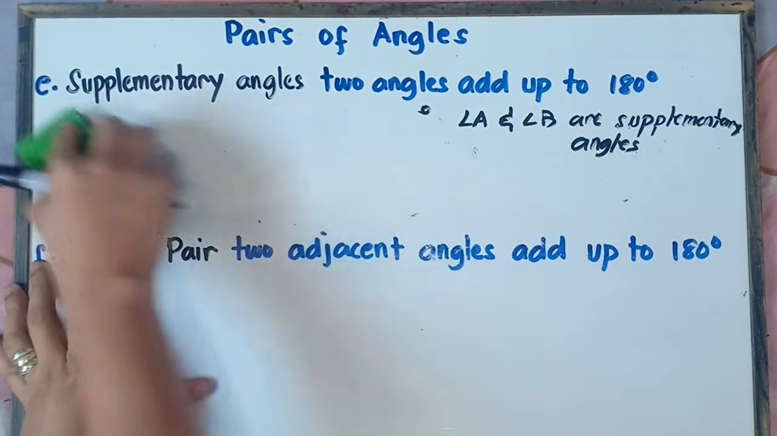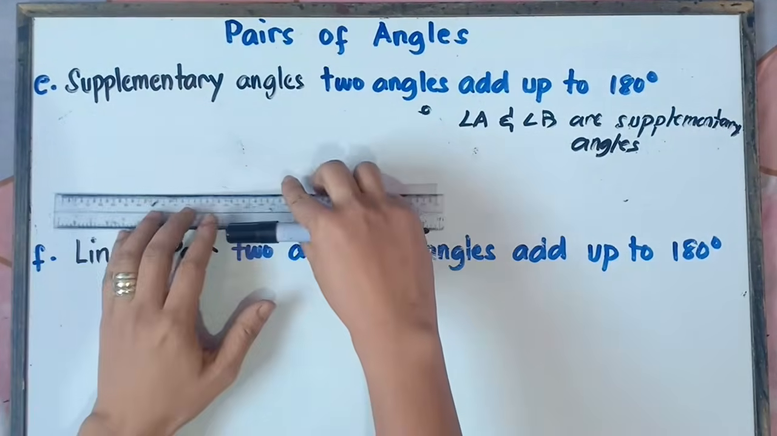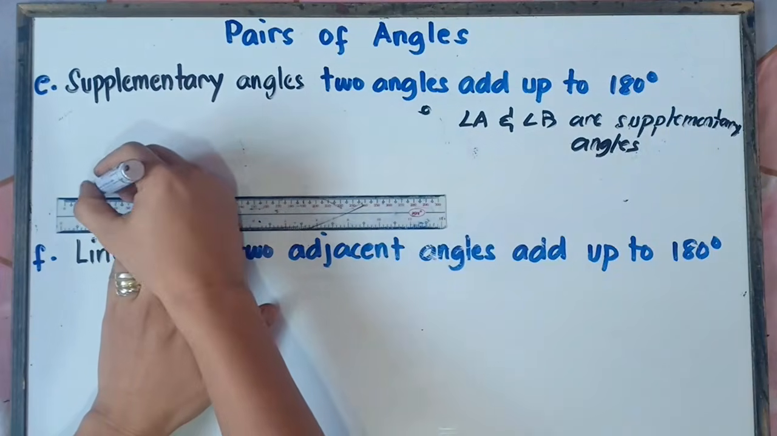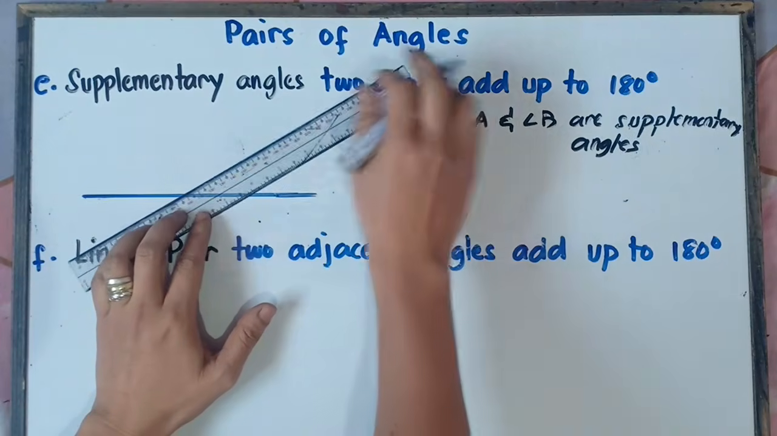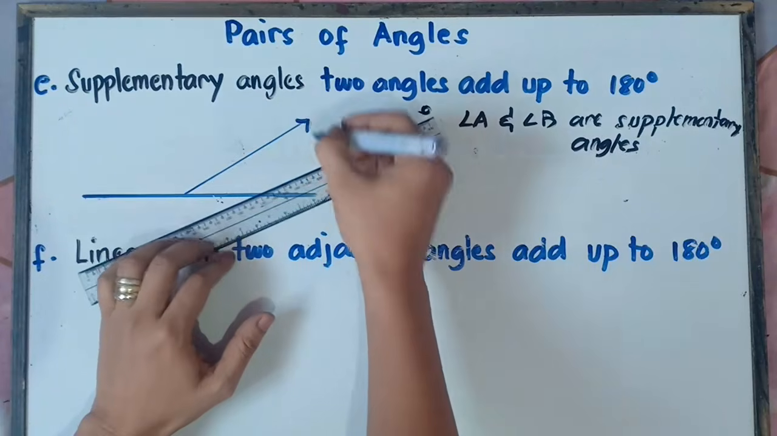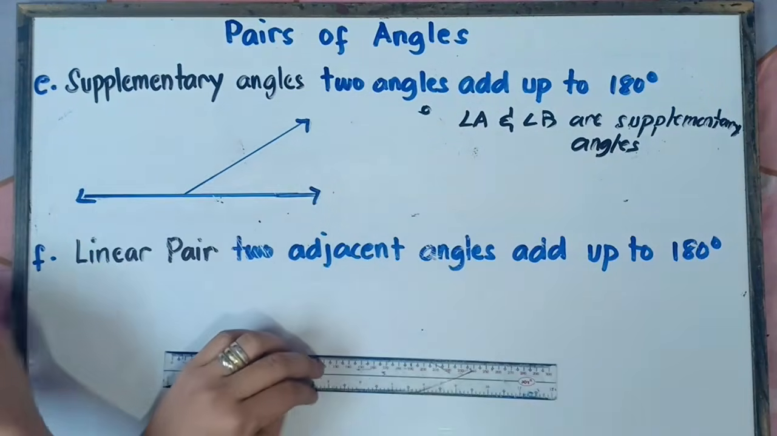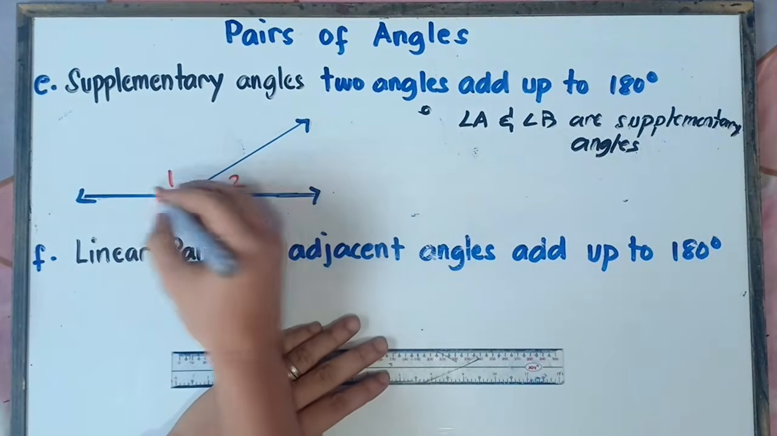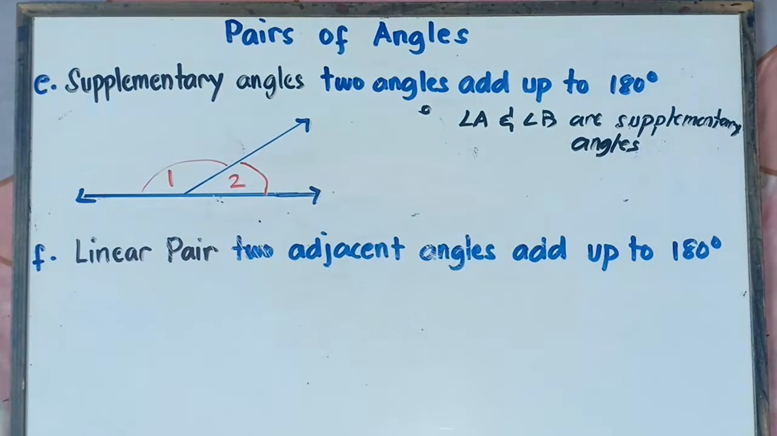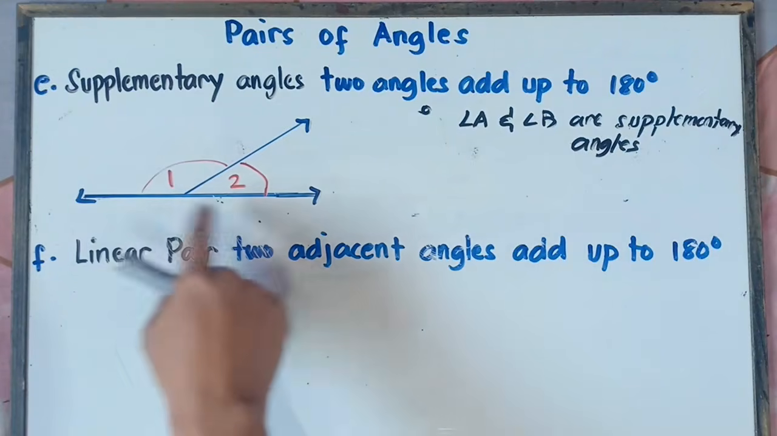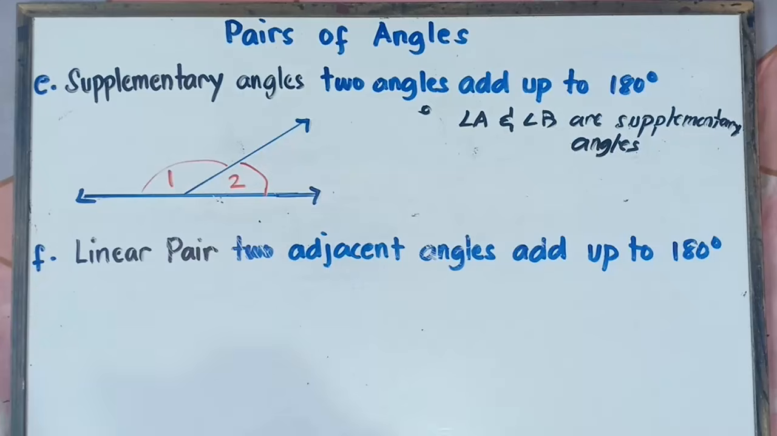What if you don't have the value of the degree, class? Just an example, class. The teacher will have this illustration, and you don't have the measure of the degree. Okay, let's have another example, and this will be angle 1, and this will be angle 2. Now, question, class, are the two angles supplementary angles? Can we say that angle 1 and angle 2 are supplementary angles? Yup, class, we can call this one supplementary angles even if we don't have the measure.